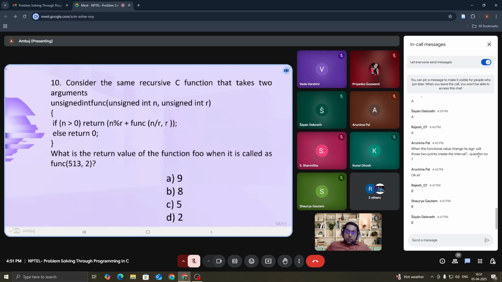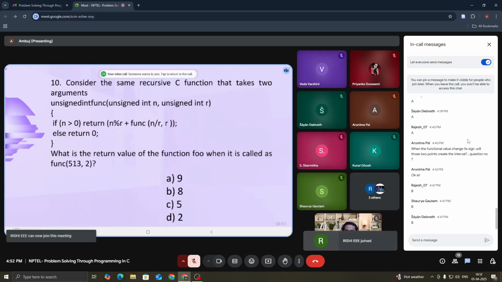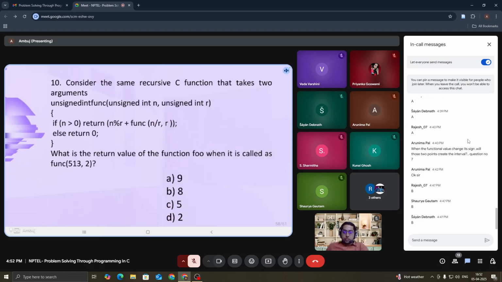Consider the same recursive C function that takes two arguments. Unsigned int func(unsigned int n, unsigned int r). If n is greater than 0, return n mod r plus func(n by r, r). Else return 0. What is the return value of the function func when it is called as func(513, 2)?